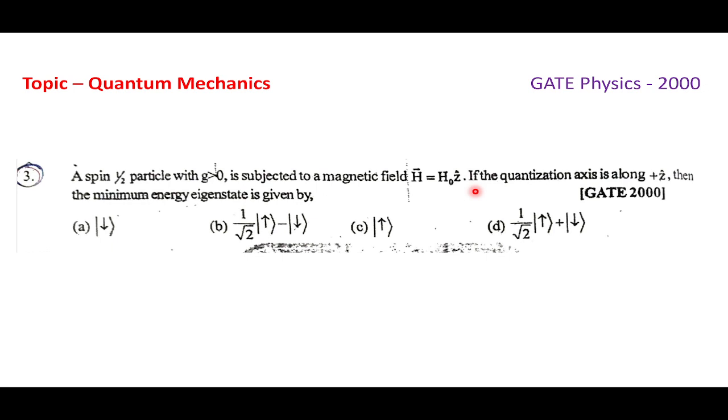Because energy depends on your Hamiltonian, right? And for which state will the energy be minimum? The eigenvalue of the Hamiltonian will be minimum for sz equals plus half. So in the options, that is C. Yes, C is the correct answer for this question.